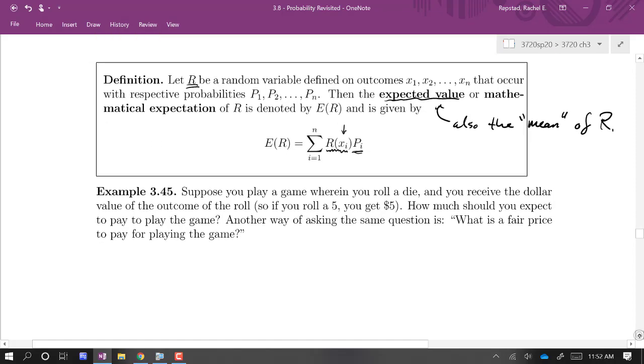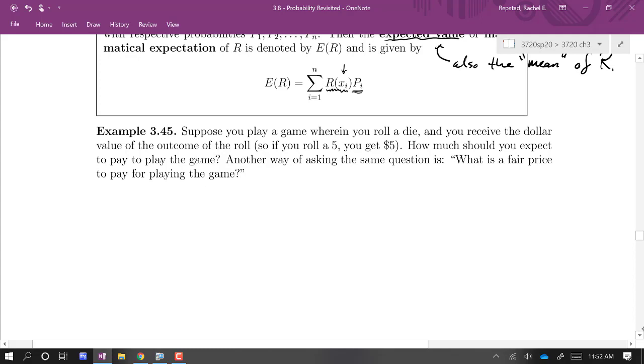So let's do an example. Let's suppose we have a game where we roll a die and we receive the dollar value of the outcome of the roll. So if you roll a 5, you get $5. How much should you expect to pay to play the game? Or in other words, what is a fair price to pay for playing the game? And what we mean by fair price is that neither the house nor the player has the edge. That if you did it over and over and over again, you would just come out even.